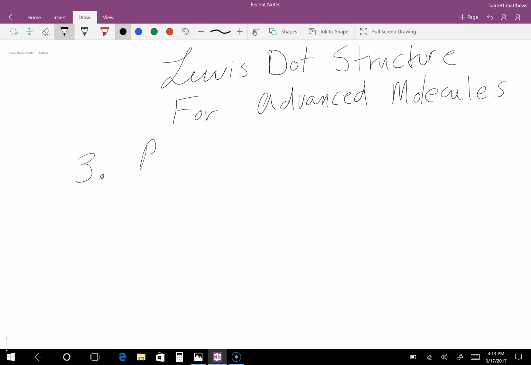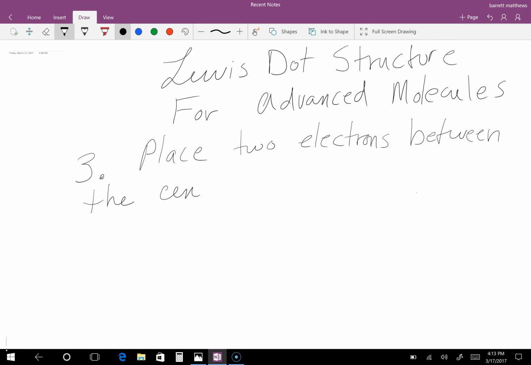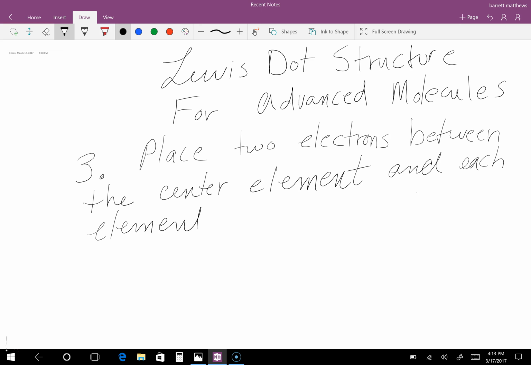Now that I've written down the correct symbols and I have them organized, I'm going to begin using the valence shell electrons. Each valence shell electron will be represented by a dot. The first thing I want to do is put 2 dots between the central element and the element surrounding it. So if I had CO2, I would have an oxygen on the left, dot dot between carbon, oxygen on the right, dot dot between carbon.